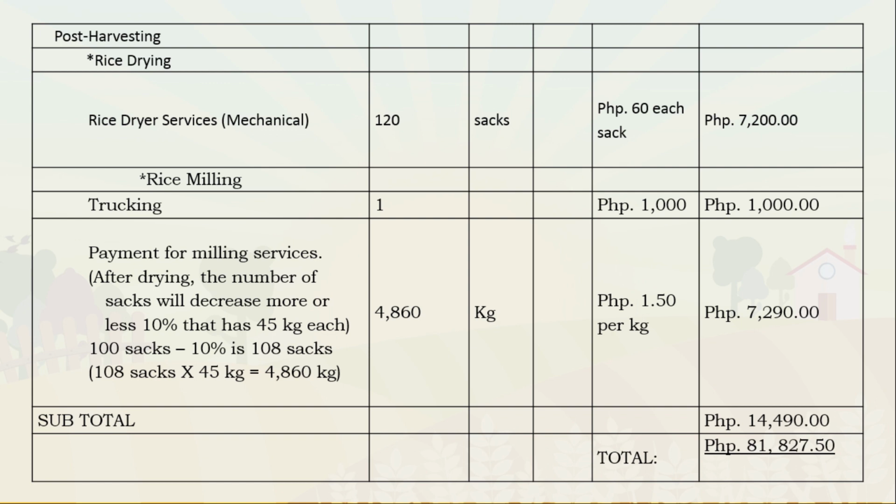Okay? So, sa rice milling, ang pagpapabayo kasama na rin doon. So, that is 7,200 pesos. Yung trucking, nagkakahalaga na 1,000. At yung payment sa milling services ay 7,290. So, all in all, we have 14,490 pesos. So, magkano ang nagastos natin simula sa land preparation hanggang post-harvesting? So, nakagastos tayo ng 81,827.50 centavos. Diba? Ang laki ng ginagastos.